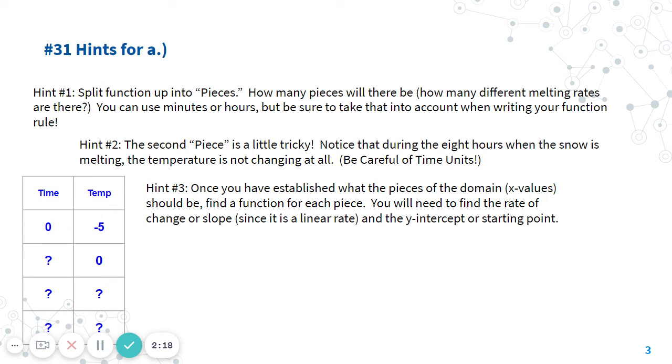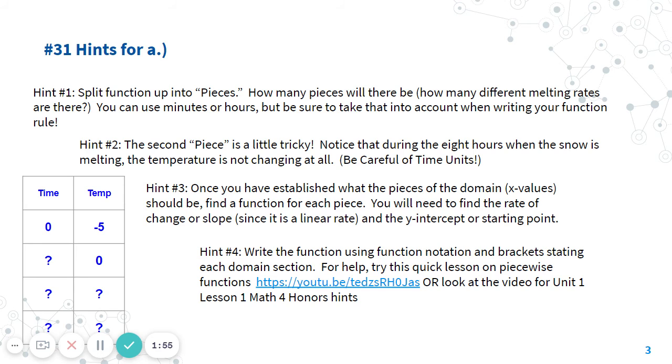Okay, so your third hint is once you figure out what the pieces of the domain, in other words, your x values or time, should be, find a function for each piece. You're going to need to find the slope and the y-intercept because it's a linear function that's given to you in the problem, and then write the equation for that section. Then you're going to write it using function notation with a fancy bracket. Again, here's a video you can watch if you need some help with that.